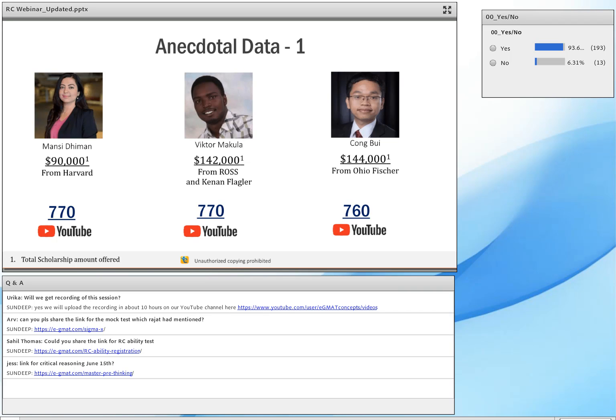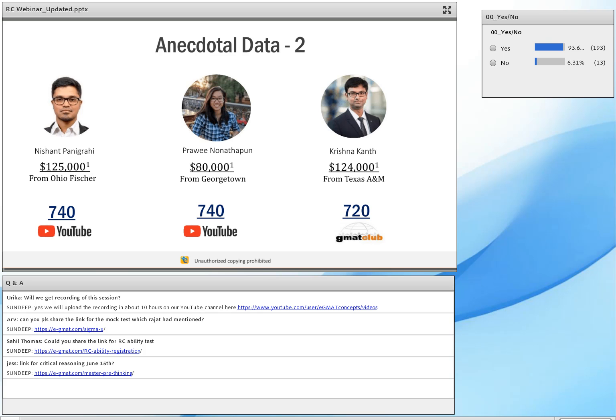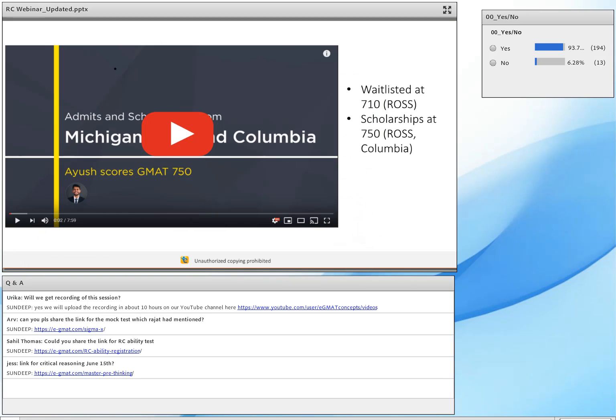Kong Bui scored a 760. Not only did he get a full ride from Ohio Fisher and 5 other schools, but he was paid $1,700 per month as stipend to study at Ohio Fisher. And again, we saw these examples prior to this. Do you have to apply to get a scholarship? No, you don't. Schools give you a scholarship. Most of this is merit-based money, so you don't have to do a special application. There are certain scholarships for which you need to apply, and our blog lists those scholarships out. But 80 to 90% of all scholarship money is merit-based, so you don't even have to apply. Schools just give it to you if they feel that they want you.